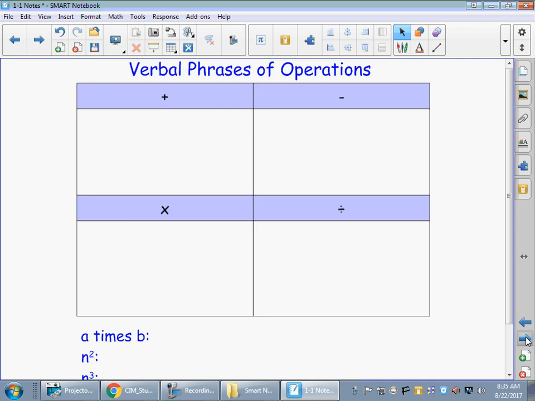So for the plus sign there, that symbol, we have plus, we have add, we have increase if it goes up in value. May say totals, that's not an equals sign, but it's telling us that we're going to be adding. So plus, add, increase, and then I want you to write sum.